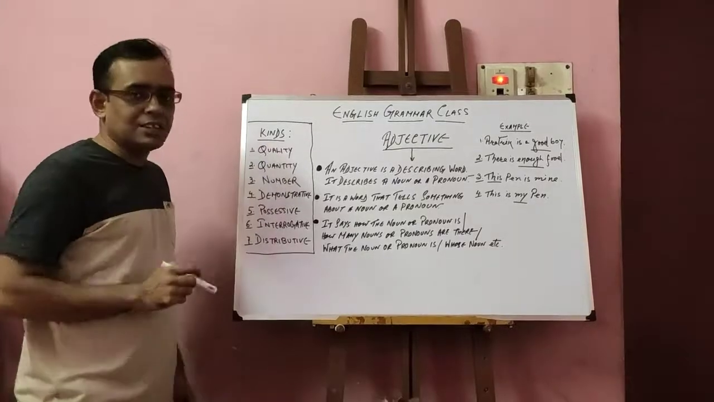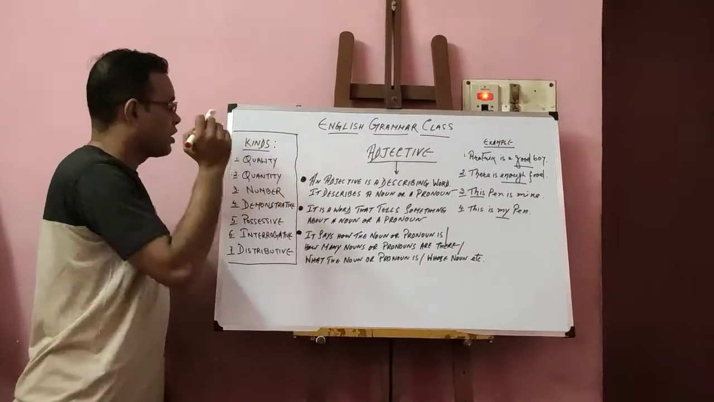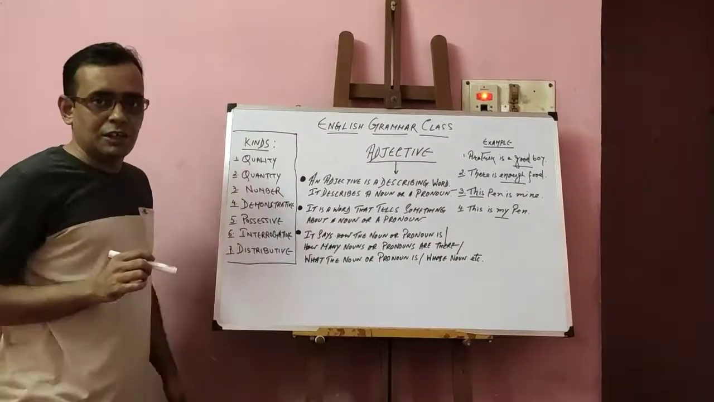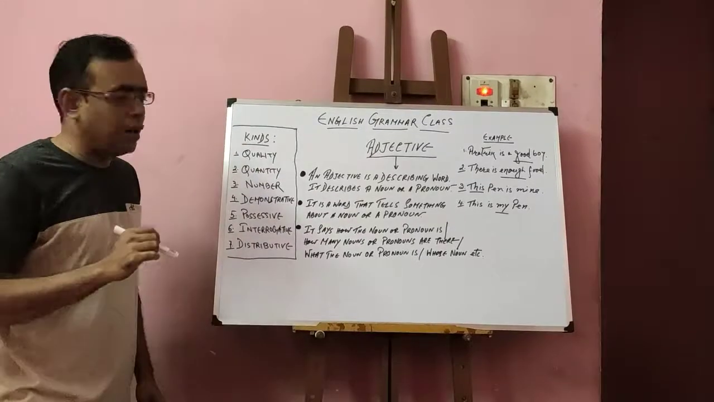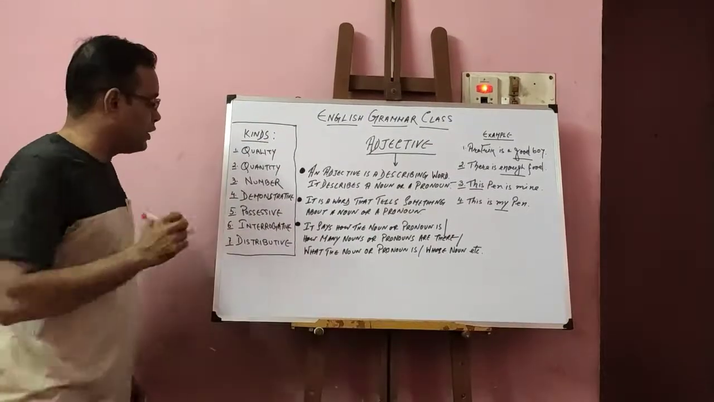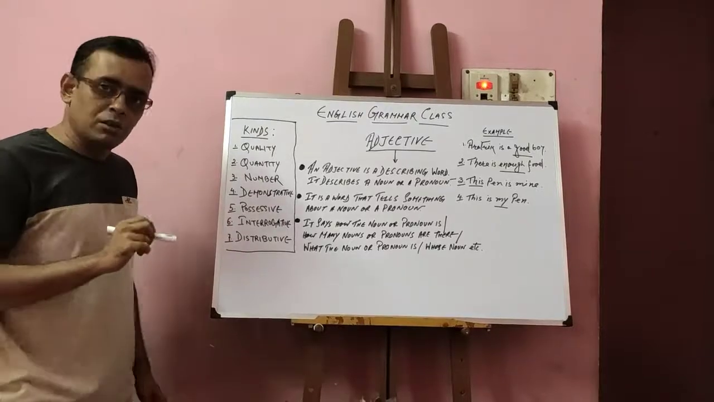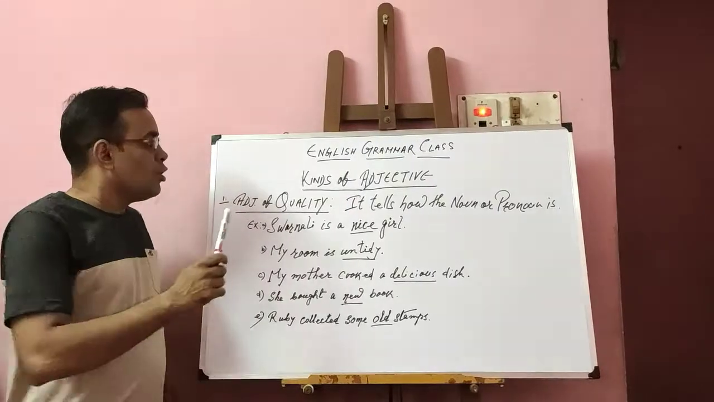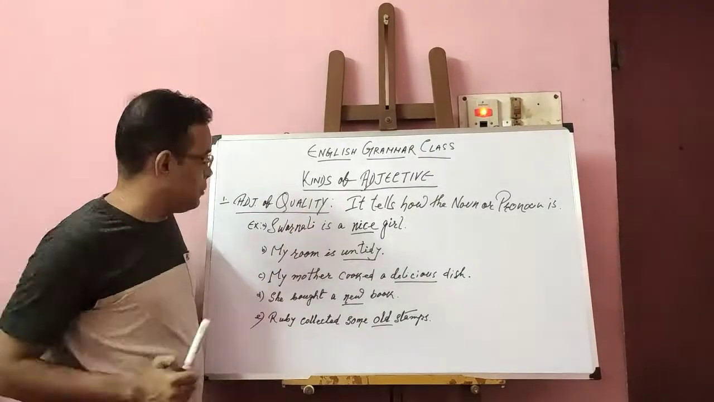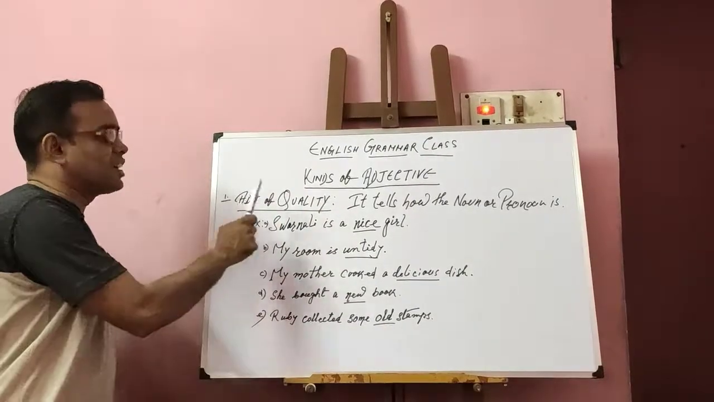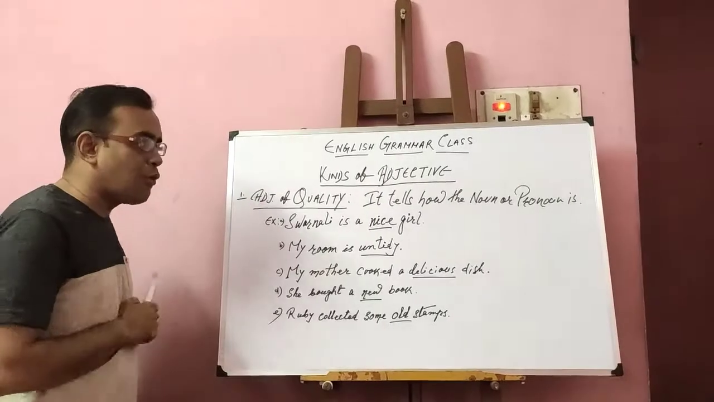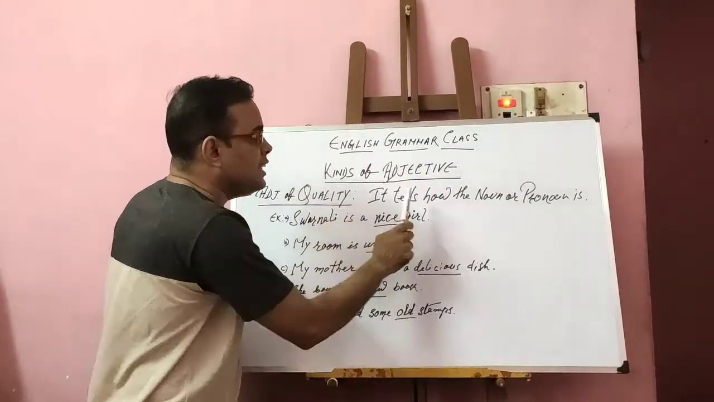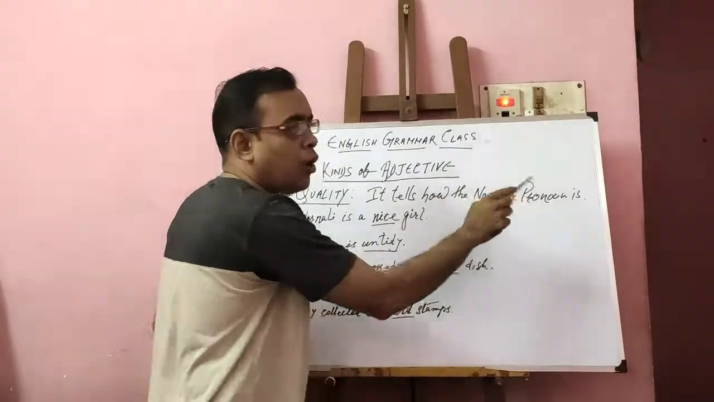So we have to discuss the kinds of adjective. What is adjective of quality? What is adjective of quantity? What is adjective of number? And so on. Now we are starting kinds of adjective. The first one is adjective of quality. What is adjective of quality? It tells how the noun or pronoun is.